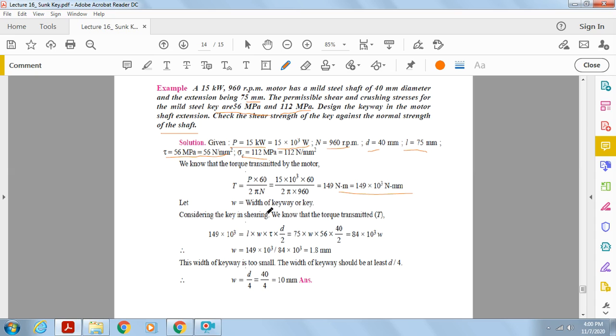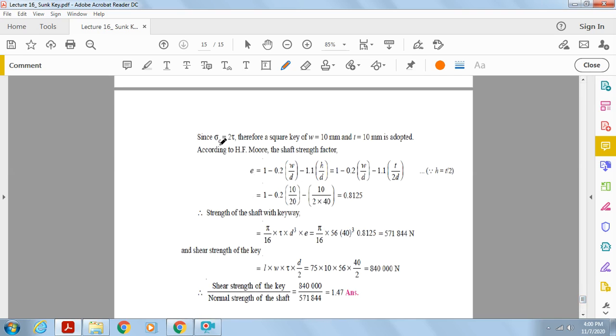Okay, so let W equal the width of the keyway or key. Considering the key in shearing, the torque transmitted by shearing is T equal to L into W into tau into D by 2. Putting in all those data, we get the width of the key as 1.8 millimeter. The width of the keyway is too small. The width of the keyway should be at least D by 4. So D is given 40, divided by 4, that means 10 millimeter. So we will consider the keyway width as 10 millimeter. This is the answer.